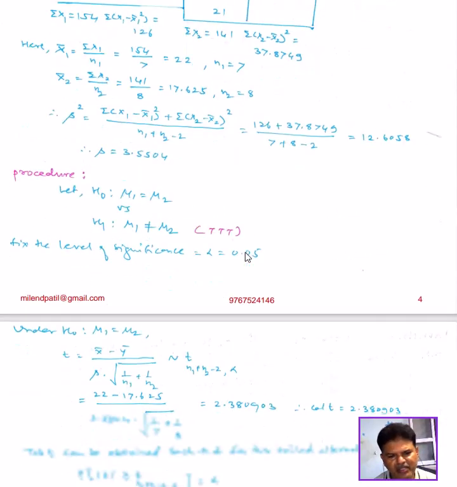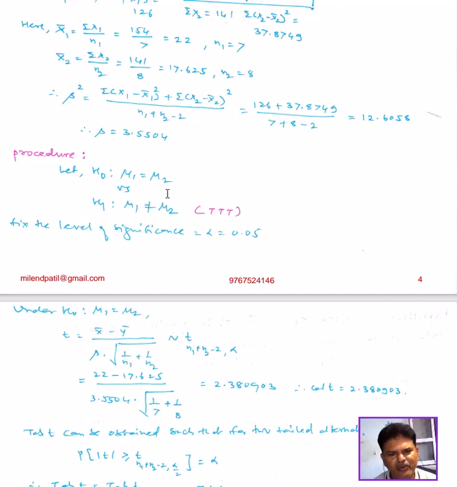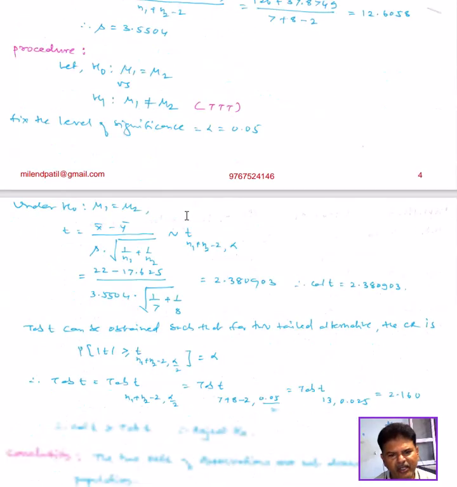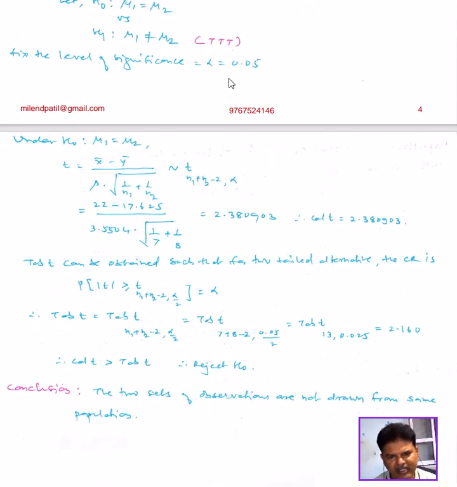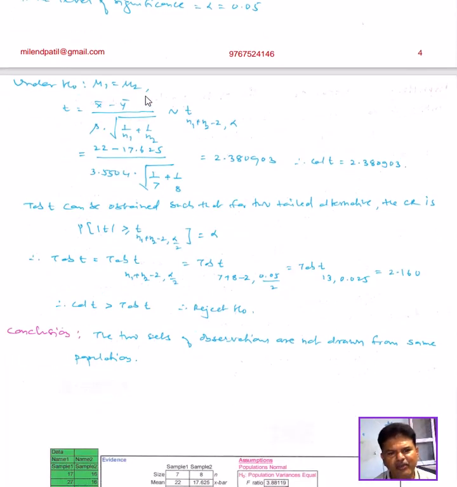So what is the procedure? The hypotheses are mu1 is equal to mu2 and mu1 is not equal to mu2. This is a two-tailed test. The level of significance is 0.05. So under H0, mu1 equals mu2. This is the formula and this is the calculated T. This is the table T, right? So calculated T in this case is 2.38. See, this is the value 2.38.